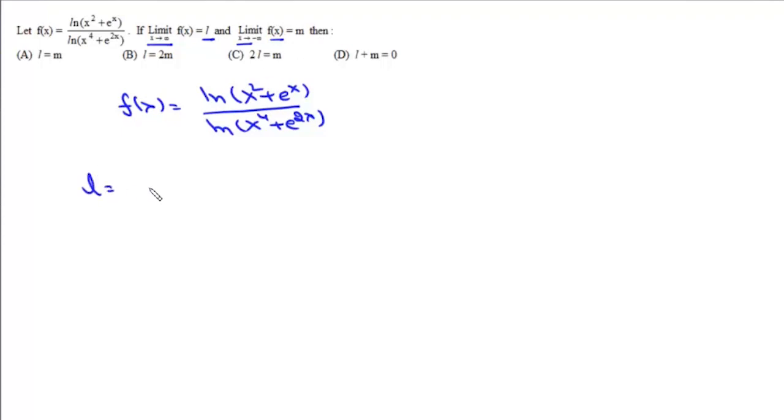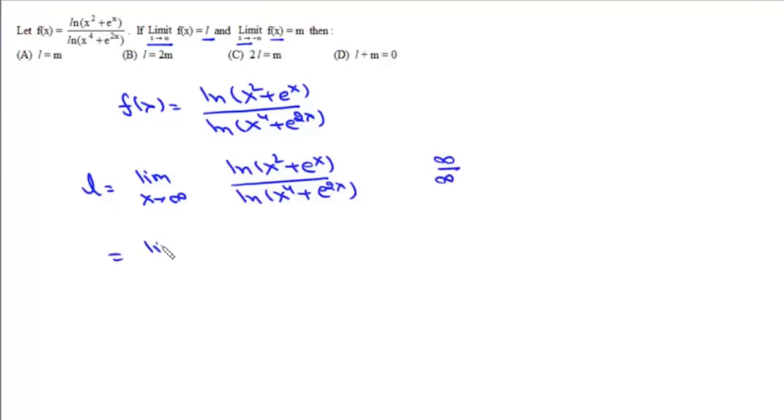Now for L, it will be this limit as x tends to infinity of (log x² + eˣ) upon (log x⁴ + e²ˣ), which is infinity upon infinity form. We'll use L'Hopital's rule, so it will be this limit.